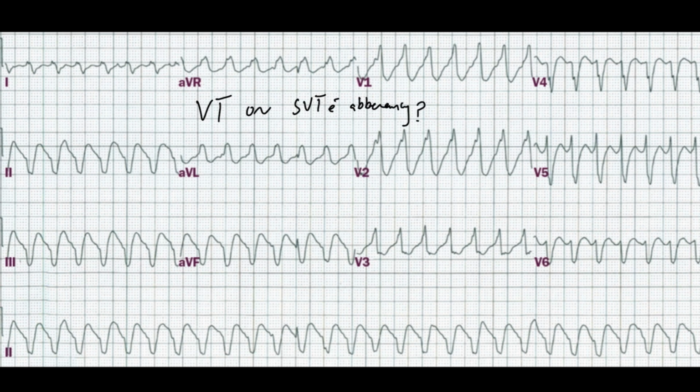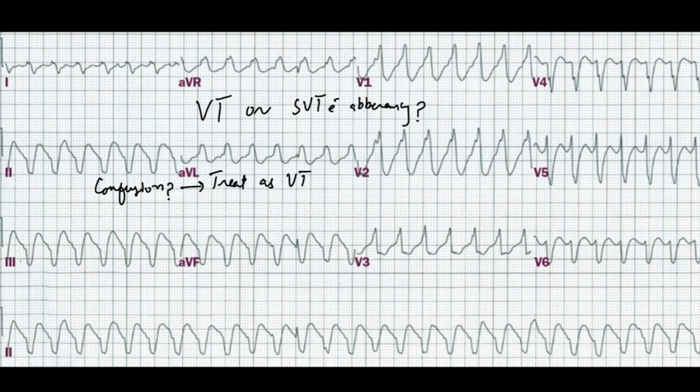First of all, I must emphasize that even an expert cardiologist can get confused while confirming whether it is VT or SVT with aberrancy. So write it down somewhere that whenever you cannot make a decision about it, simply treat it as VT. This is my golden point from this video today.